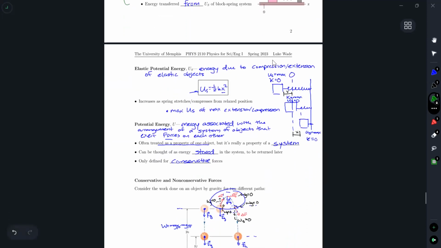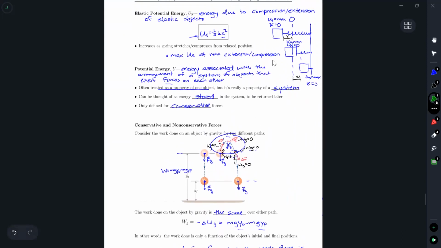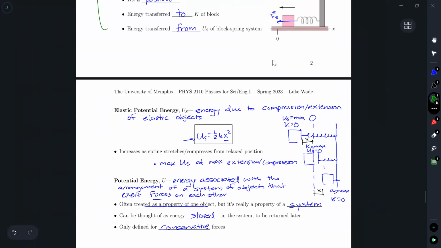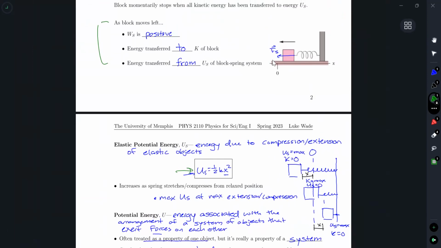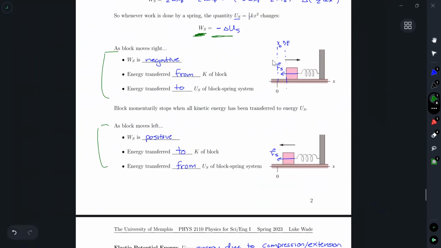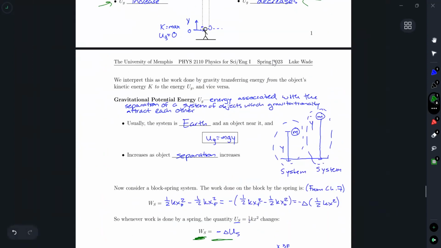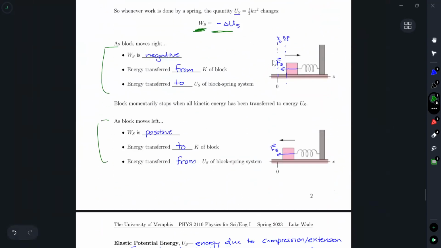For problem solving, you need to remember that this is the elastic potential energy. That's just the formula for it, where x is how far the spring is stretched or compressed from that relaxed state. And then gravitational, that formula.